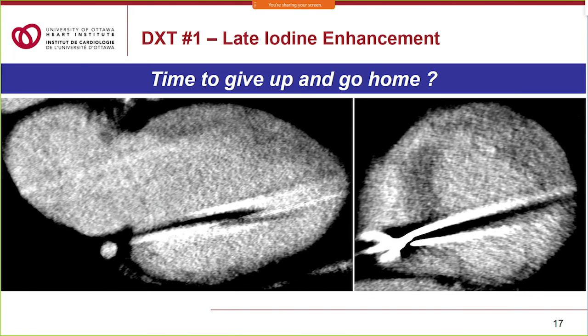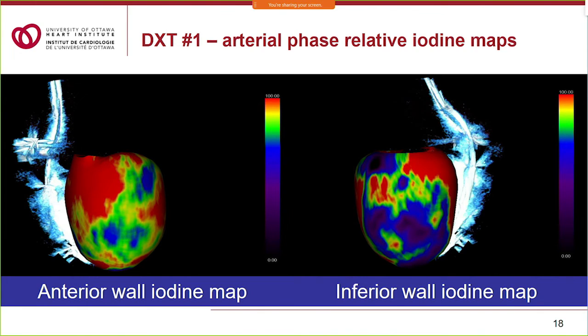But fortunately, we get additional information from CT that goes above and beyond just trying to see the scar itself. So not only are these images acquired about 5 minutes after the infusion of contrast, but we also acquire a data set that's performed in the arterial phase. And we can use some of that information to look at the relative iodine density in the heart.